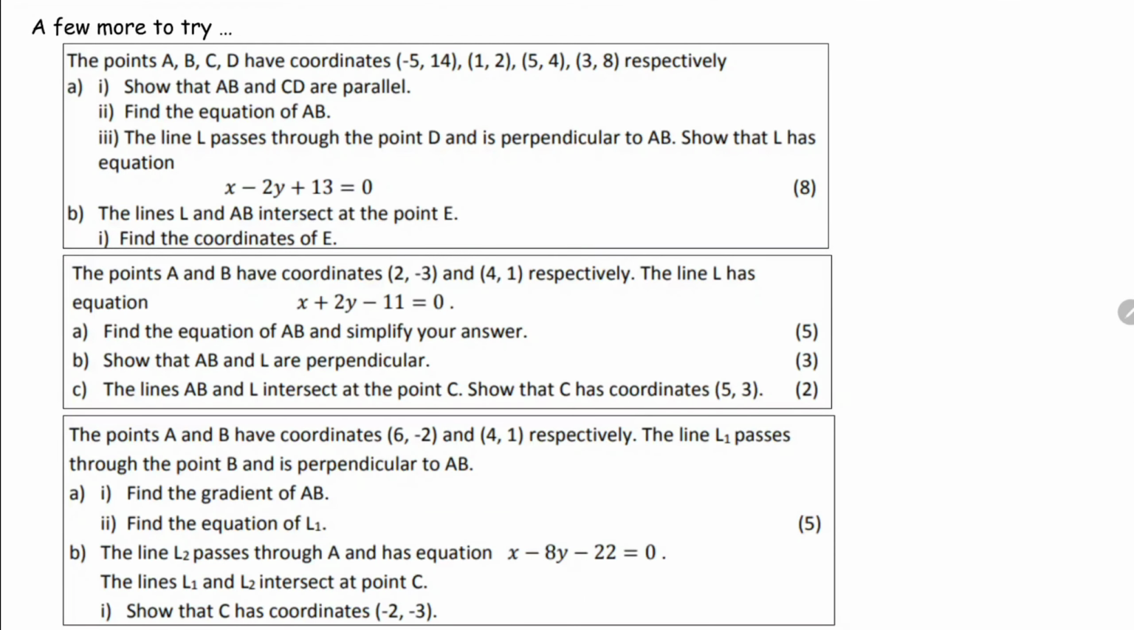Okay, right then. Here are 3 questions for you to try, and the answers will be on the next 3 slides. So pause the video and give these questions a try.